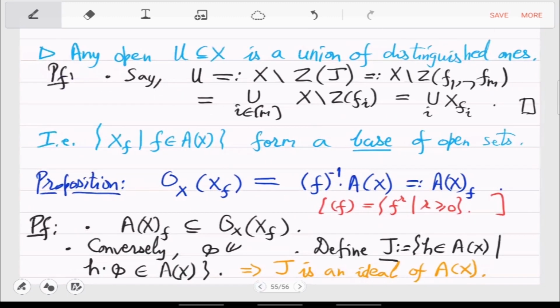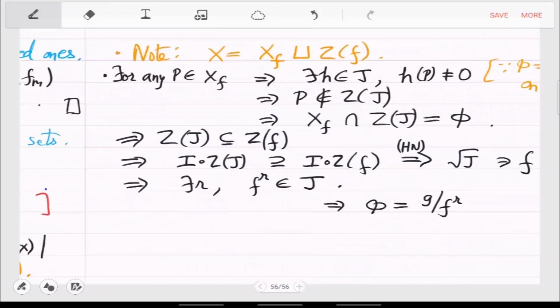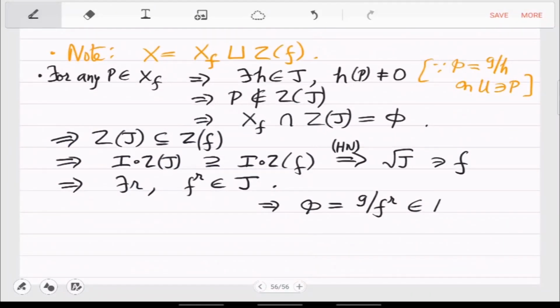And yeah, J was the collection of all possible denominators, and we have shown that F to the R is in J. This means that phi is equal to some G over F to the R, which is an element in AXF. That is what you wanted to show. Is that clear?